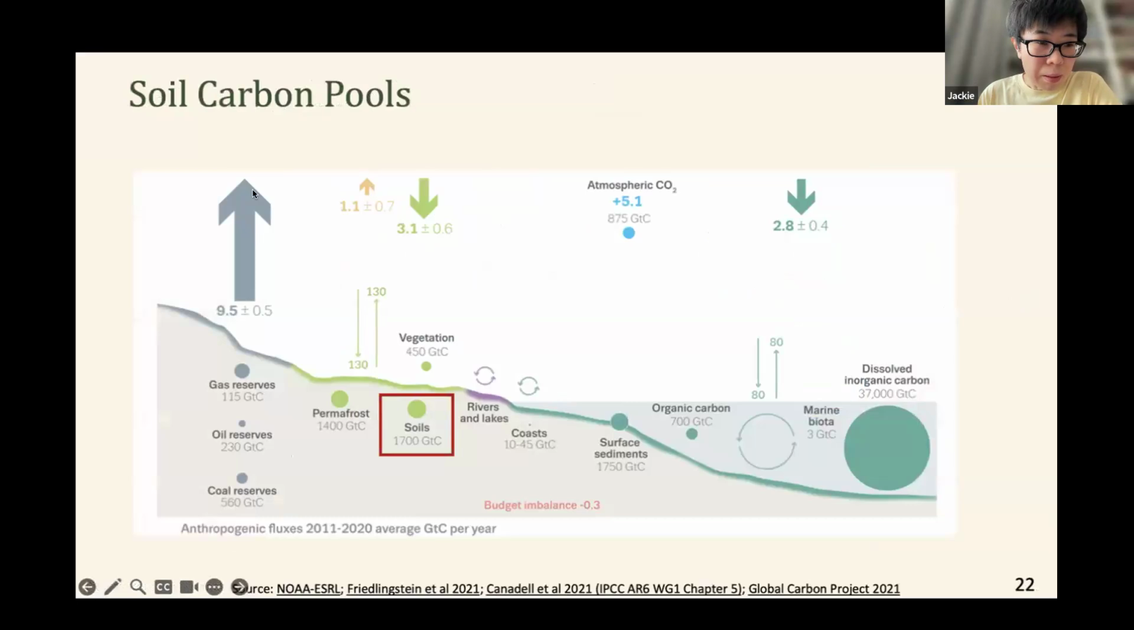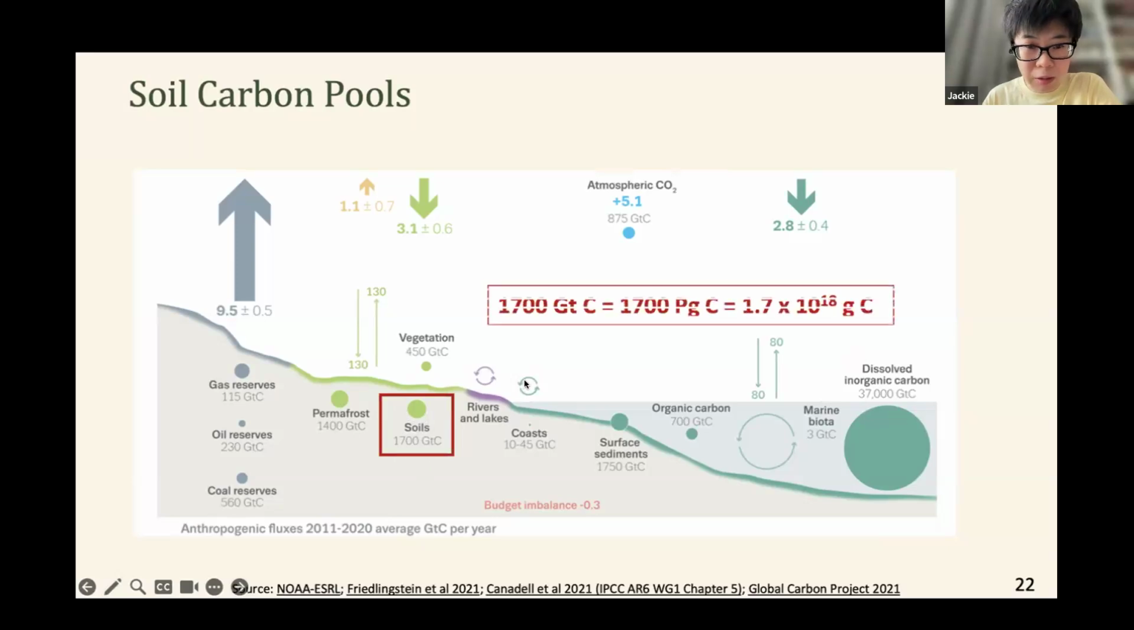Then if you still remember this figure that I showed, the sources and sinks of the global carbon balance, pay attention to this green dot here, indicating the size of the soil carbon pool, right? The soil actually stores about 1,700 gigatons of carbon across the globe. So that is a huge carbon storage, much higher than permafrost and also higher than the vegetation carbon pool.